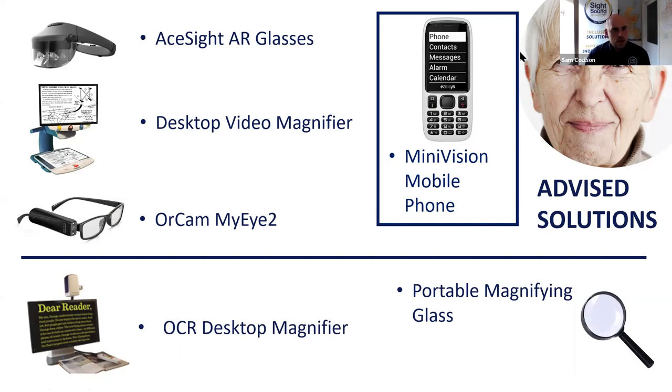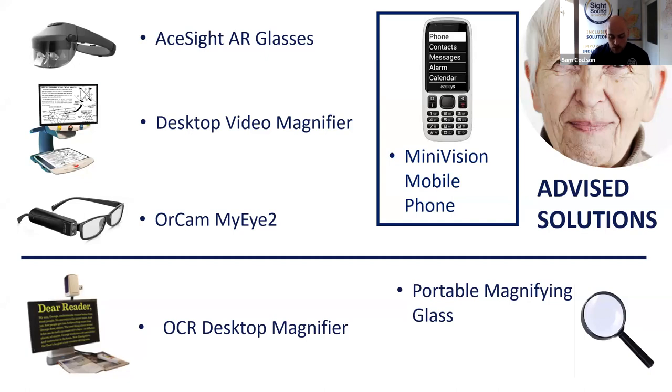So here we go. No surprises there, really, with the Ace Sight, the Ace Sight augmented reality glasses. They were actually designed with specific nystagmus related features such as the floating reading mode, which I told you about. This lets you freeze the view of the text. So as I said, it's great for the nystagmus difficulty with the shaking of the eye.